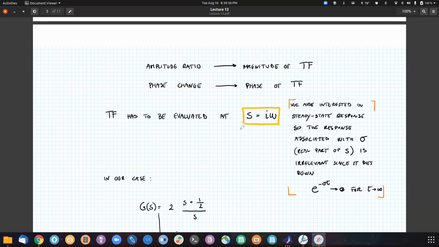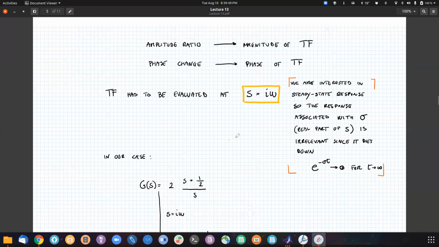Now there's a caveat here, and that is that the transfer function, which is normally a function of s, and s is normally... well, here probably I should use another pen.